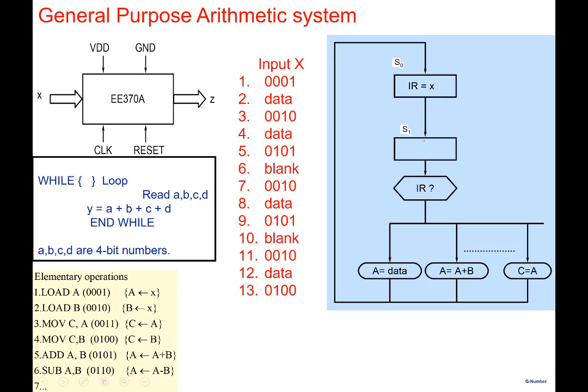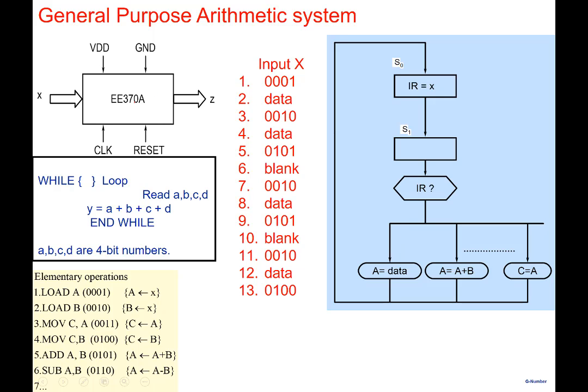Then I go to S1 and I check IR. Now IR is what? I check the code, 0001, it checks whether it's 0001, 0010. Depending on the code here, it will cause A equal to data here, it will cause A equal to A plus B, C equal to, it will cause all these operations to occur, depending on the nature of the IR code here. Appropriate control signals will be sent to the data path to cause these things to occur.